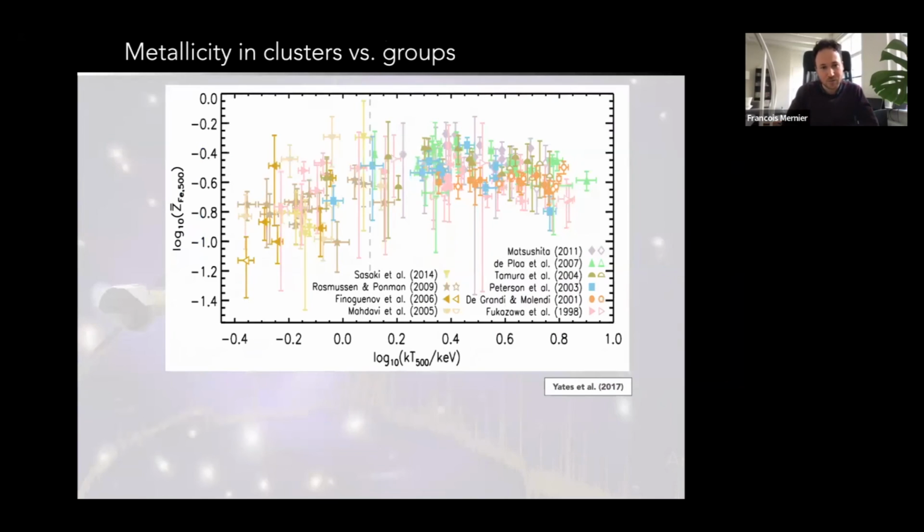There are actually two plots. This one is a compilation from the literature. And from what I remember, what the authors did is that obviously each author just took different radii. So what they did is that they tried to homogenize all these different radii by assuming a sort of standard abundance radial profile.